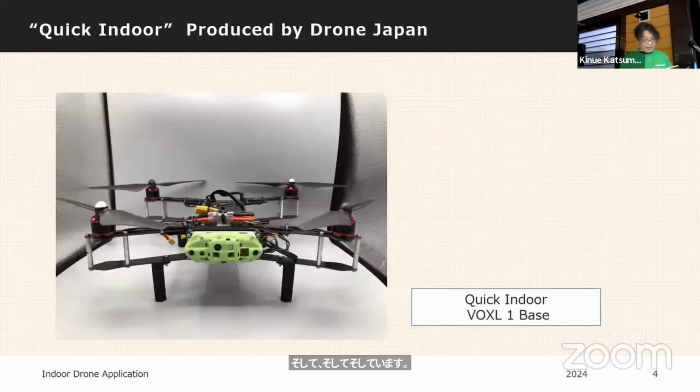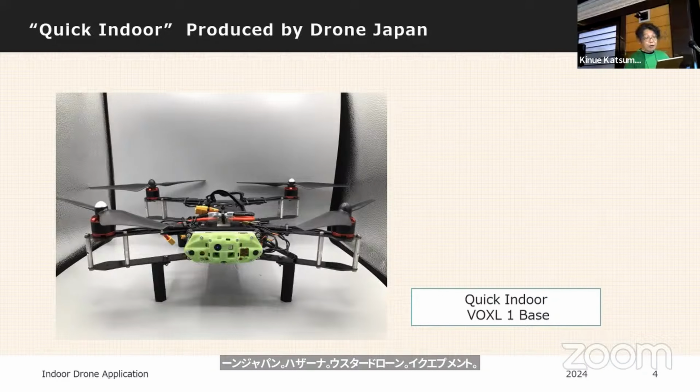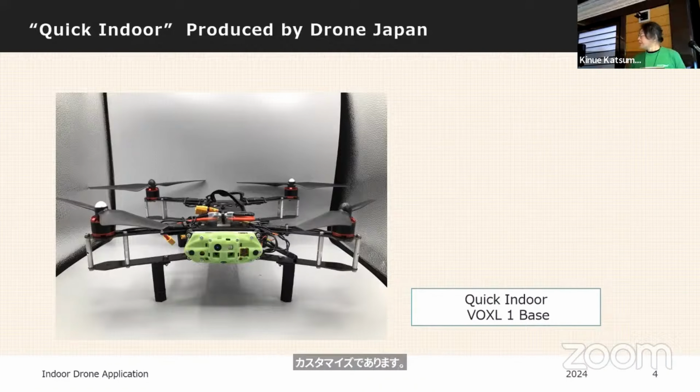So in this situation, Drone Japan has announced a drone equipped with ModalAI's AI camera, Voxl, and development cases with several users are underway. This drone is called Quick Indoor, and its unique features include the adoption of ModalAI, which places more emphasis on positioning rather than mapping, and the ability to customize the payload. For a more technical session, I will hand the presentation from me to Shibuya-san.